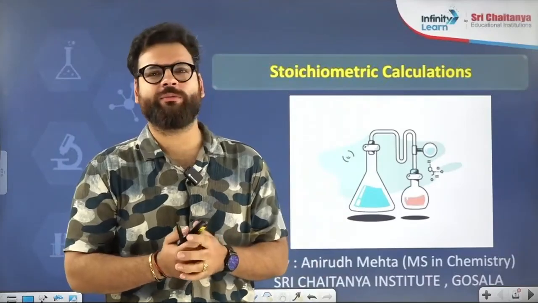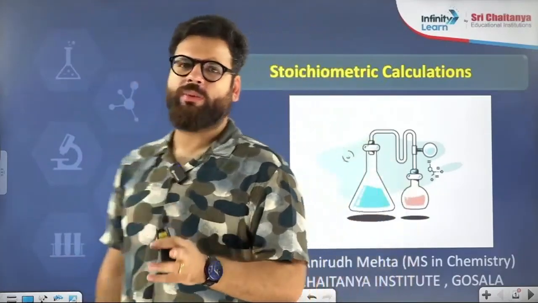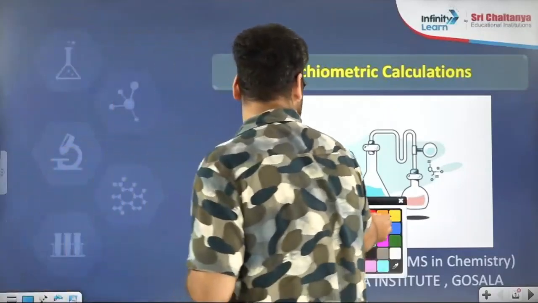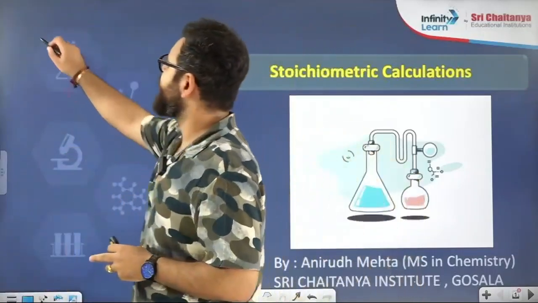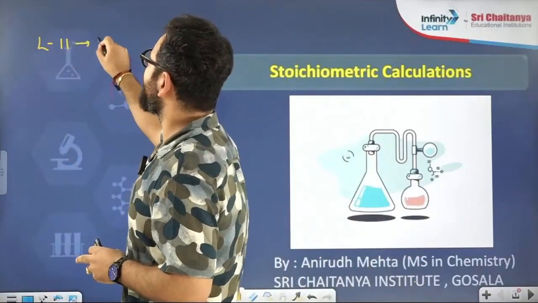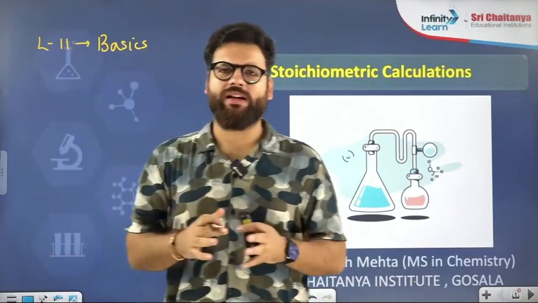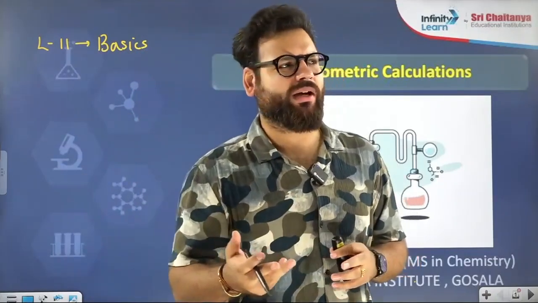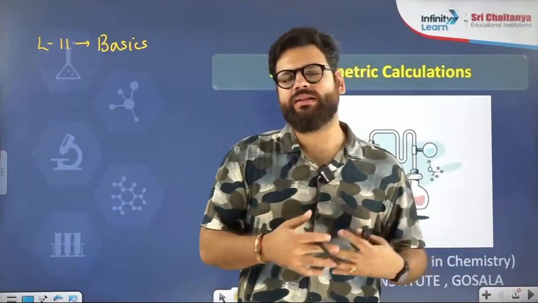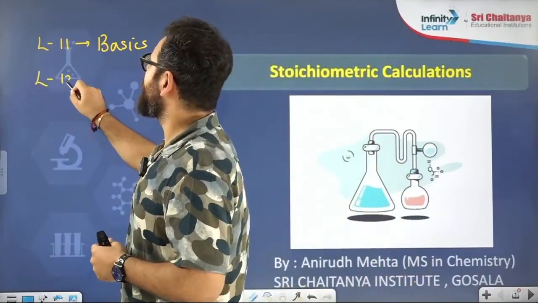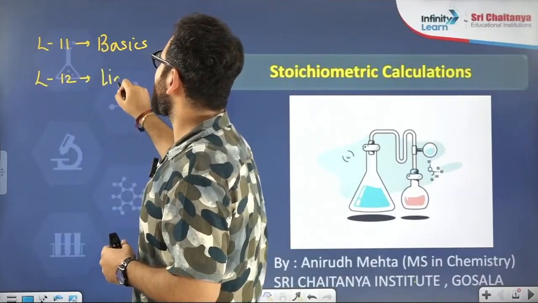Good morning, everyone. Yesterday we talked about limiting reagent. On the very first day, which was lecture number 11, I discussed basic questions of stoichiometry, where one reactant is given and the other reactant can be asked, or a reactant is given and a product can be asked. Then in lecture 12, we discussed limiting reagent.